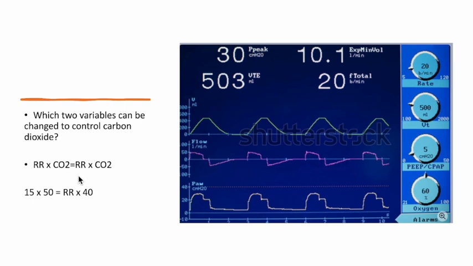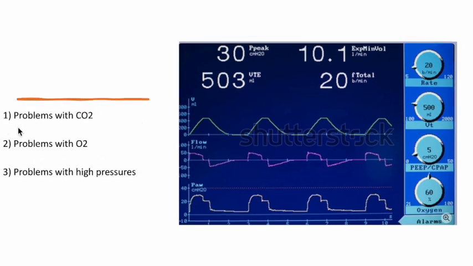So in this case, we said the current respiratory rate is 15, the current CO2 is 50, and the desired CO2, we're going to choose something between 35 and 45, so 40. Then we solve for the respiratory rate. In this case, the respiratory rate would be 19. So we're going to change to a respiratory rate of 19. So for problems with CO2, we adjust the respiratory rate using that formula.